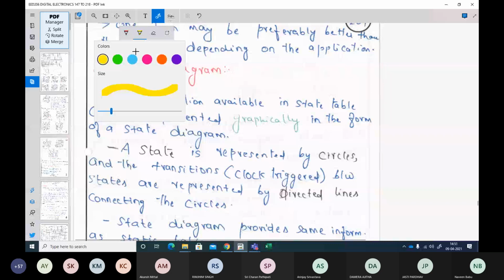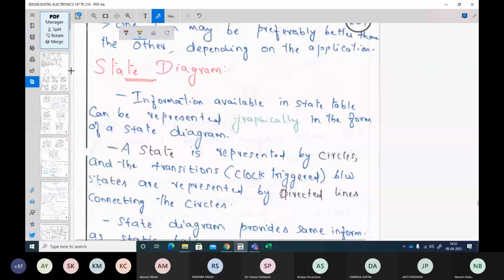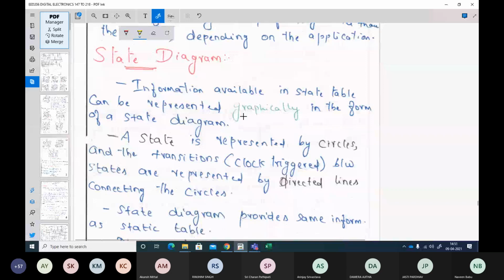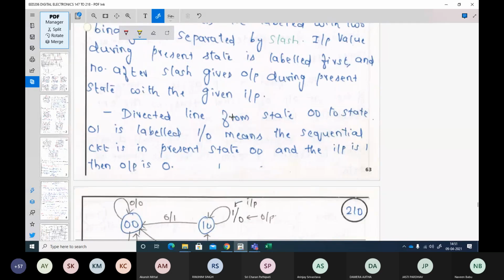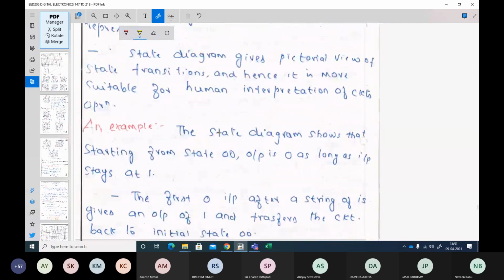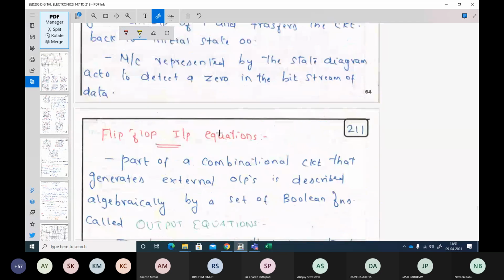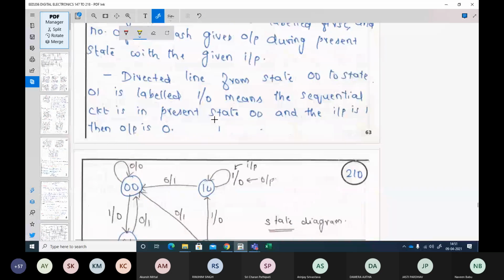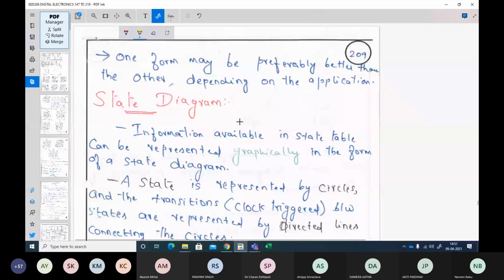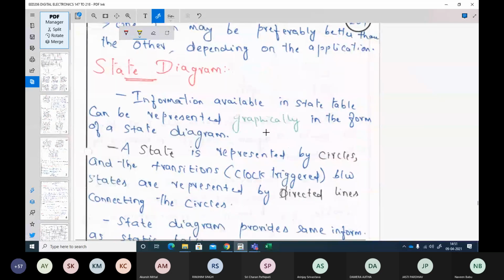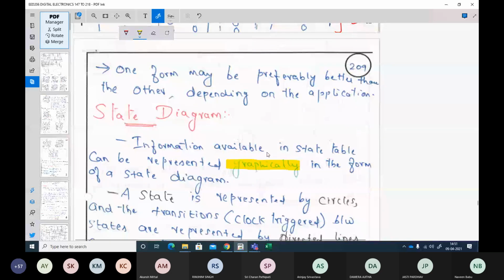I will be taking some more time today because I would like to complete this state diagram at least till this particular point. I'll not go through all the theory part, but I'll quickly do it. Now what is a state diagram? A state diagram is a graphical representation of the state table that you drew here.